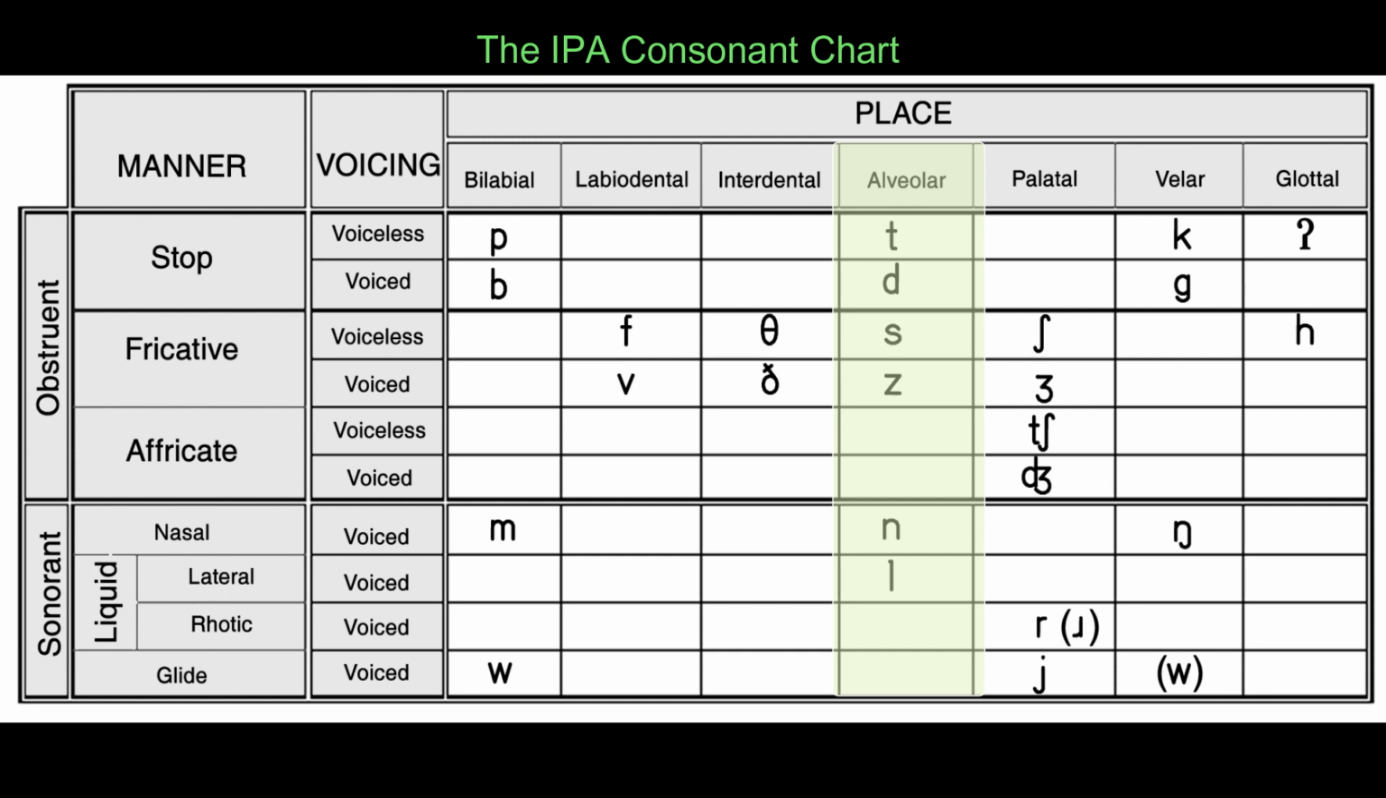The liquid la is also an alveolar consonant. The tip of the tongue touches the ridge, but the sides of the tongue do not touch anything, so air flows out around the sides of the tongue.